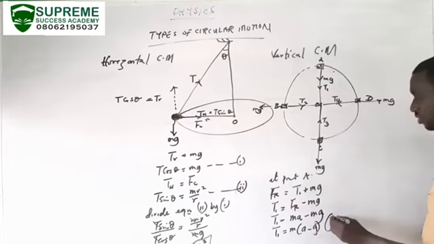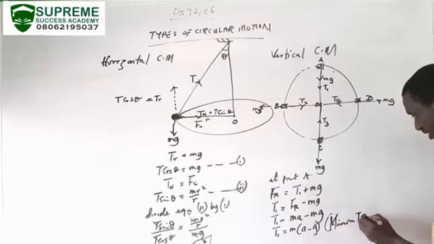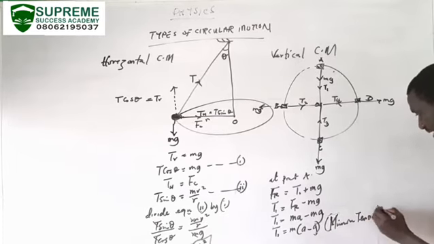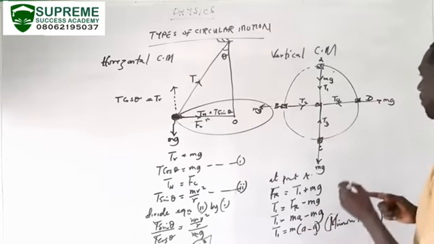This T1 is called the minimum tension experienced by the string.